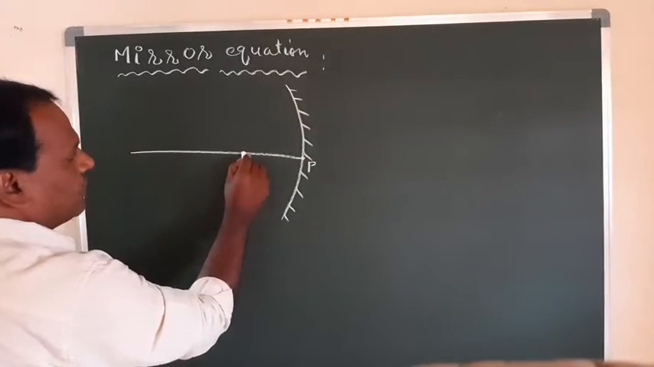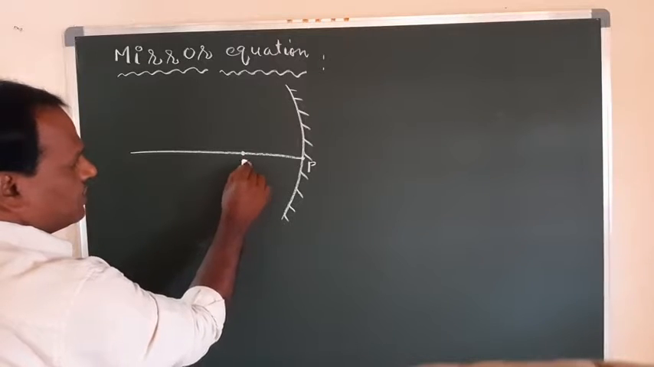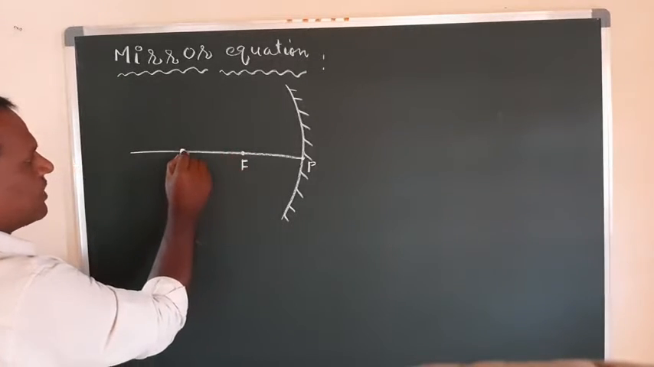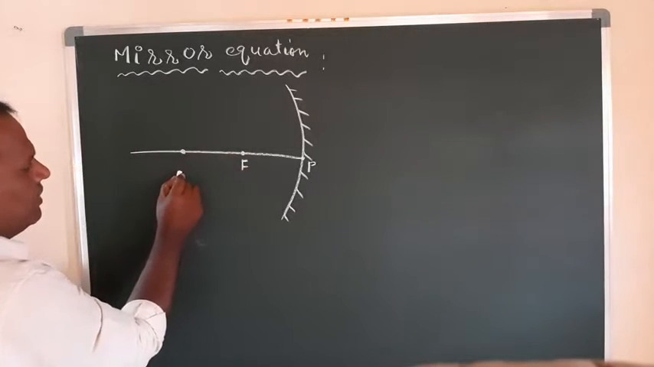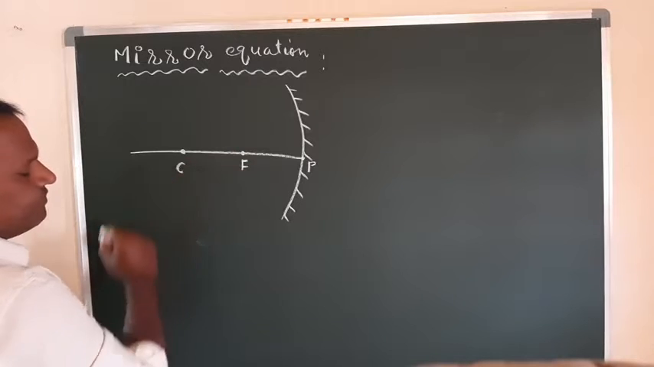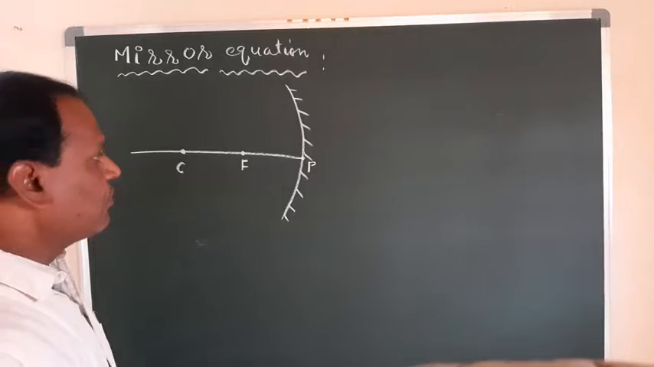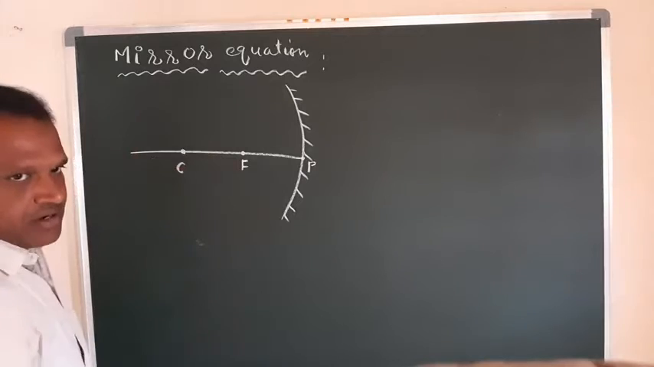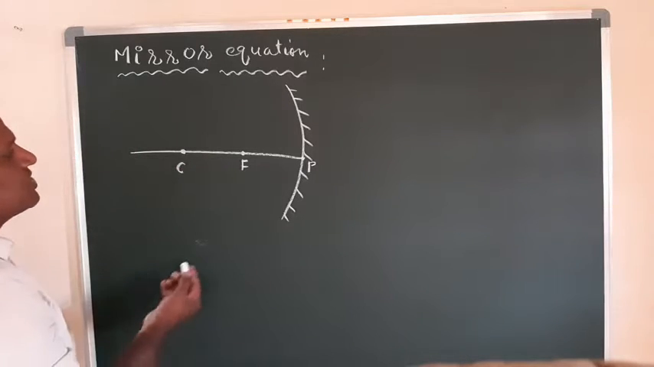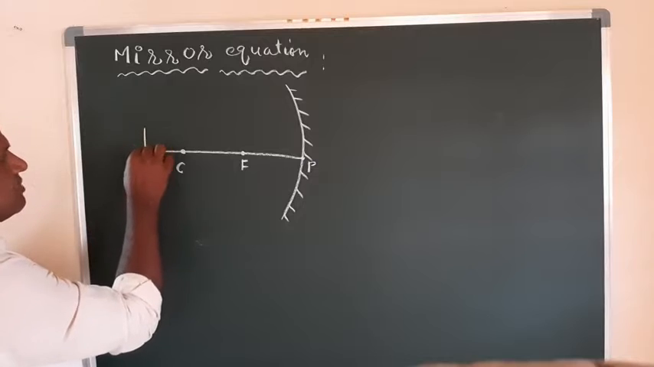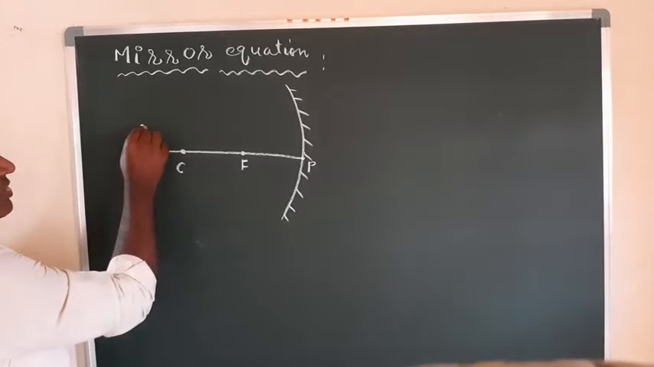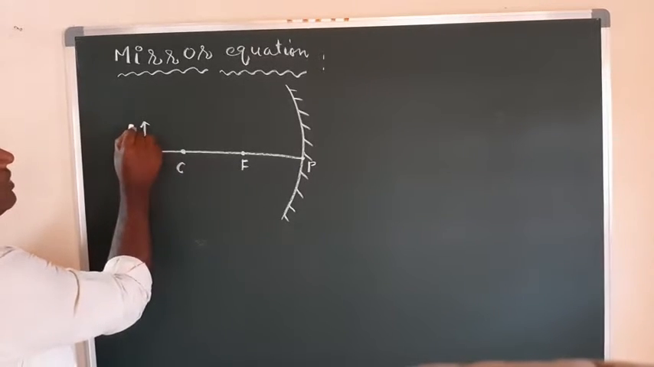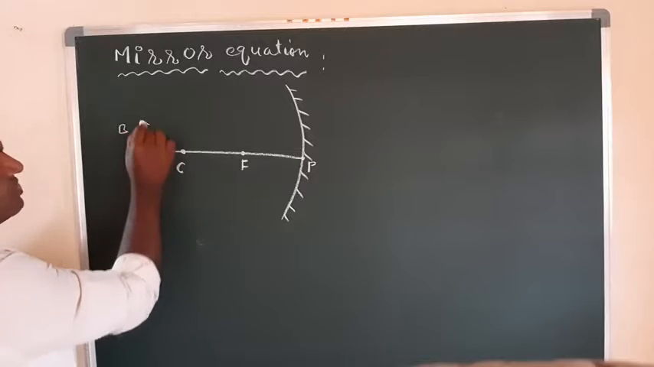And here is a point on the principal axis where the image is formed when the object is at infinity, which is called the focus. And here you have the center of curvature C. We want to get the relation between object distance, image distance and focal length of this mirror. So I am considering an object here, AB.